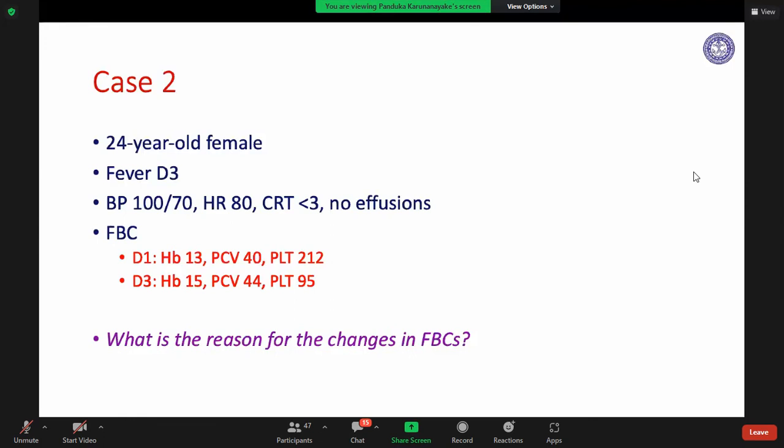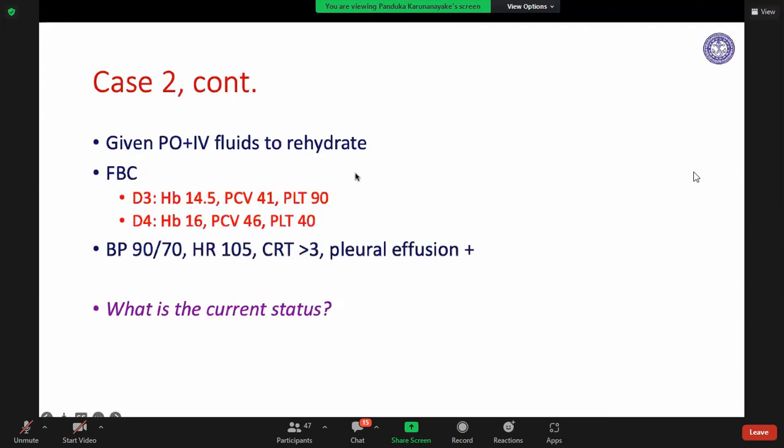Okay, right. So now the same patient. Now this is day 3. Let's say what happens later. We now rehydrate the patient. We are going to give oral fluids and IV fluids and rehydrate the patient. And now these are the levels. On day 3, it got corrected to 41. Platelet count is 90 after correction. That is day 3 now.